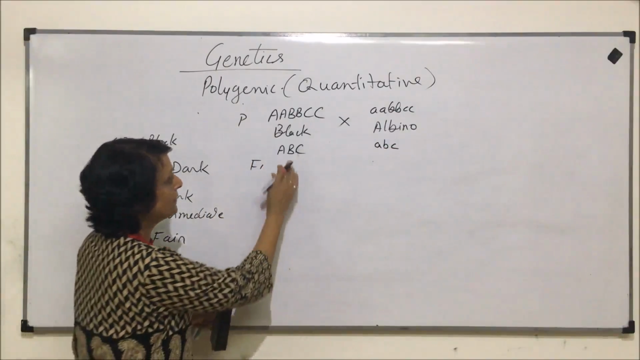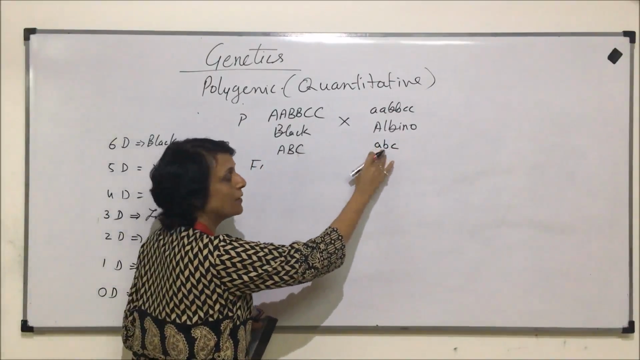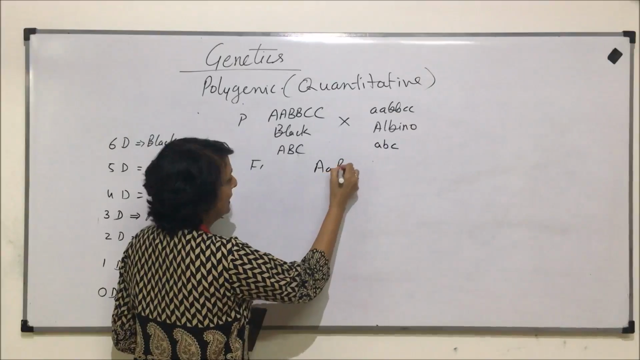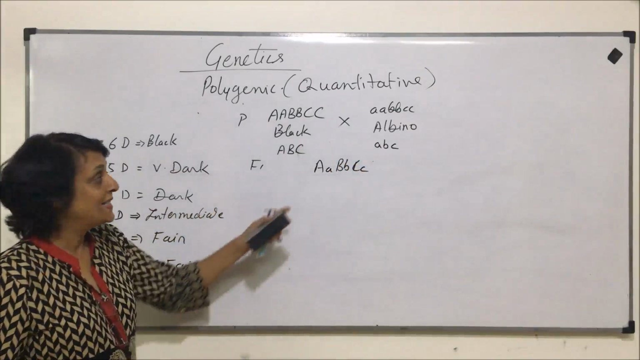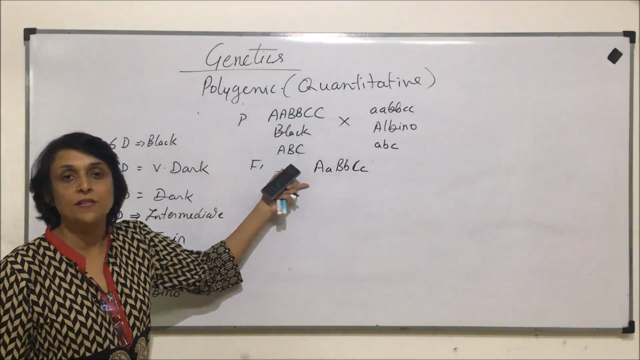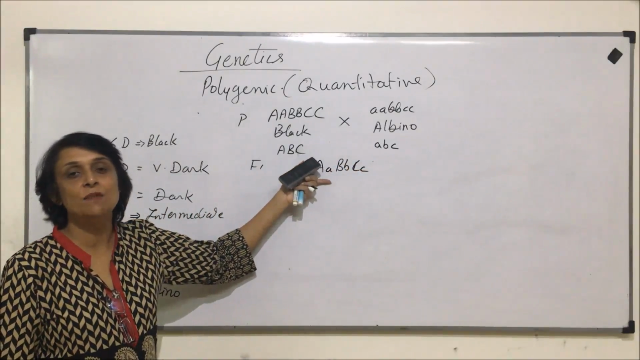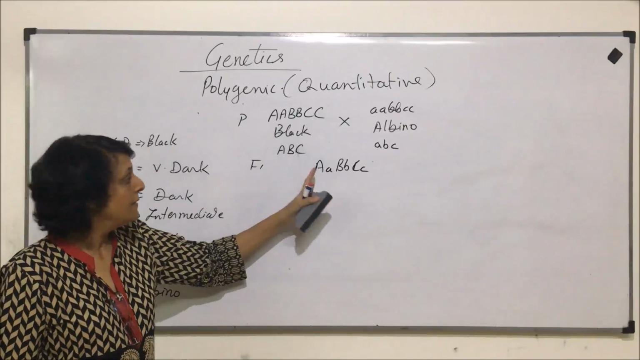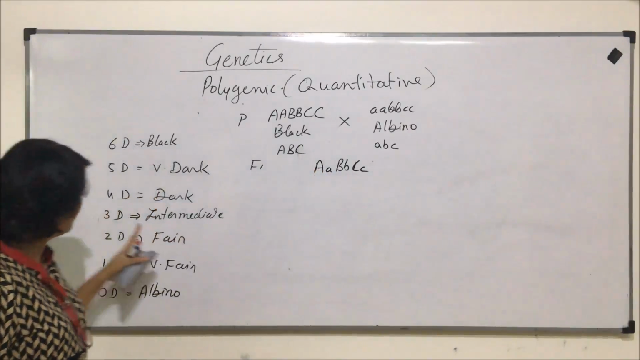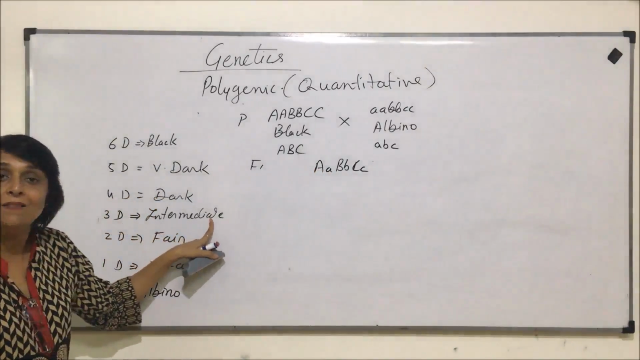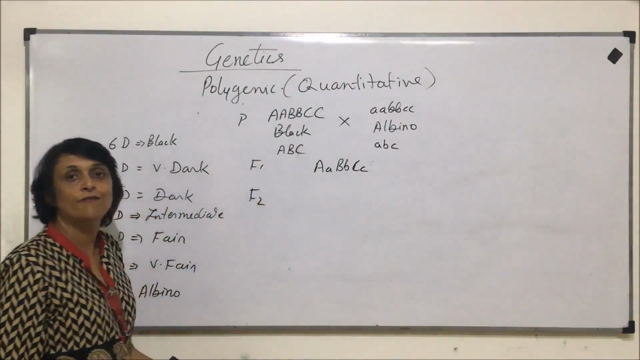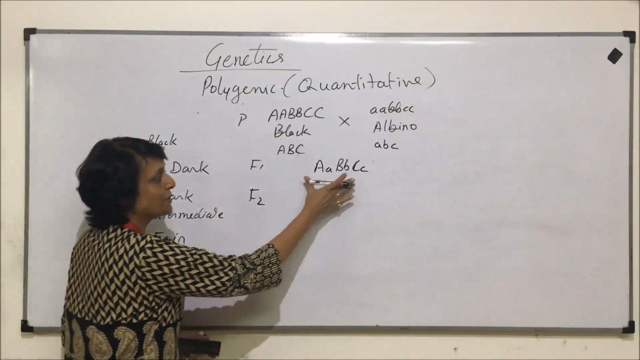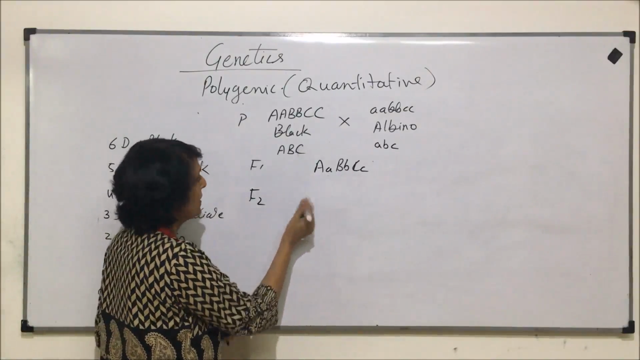So in F1, when this type of gamete fused with this type of gamete, we get heterozygous. That means all 64 offsprings are going to be with intermediate skin color. Reason, they have 3 dominant and 3 recessive. We said 3 dominant would have intermediate skin color. Now, to find the ratio in F2, we will have to self these individuals.